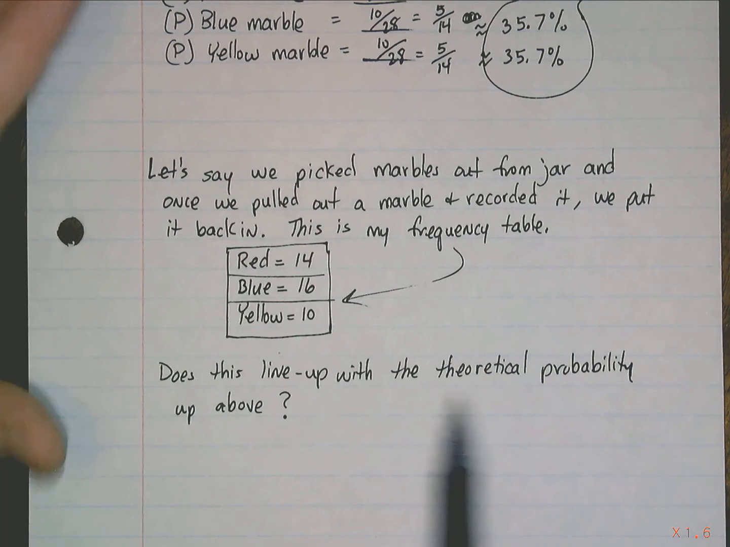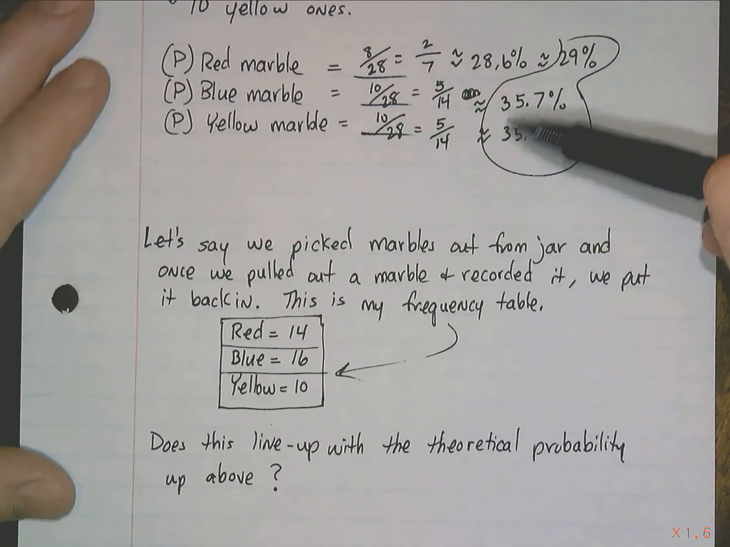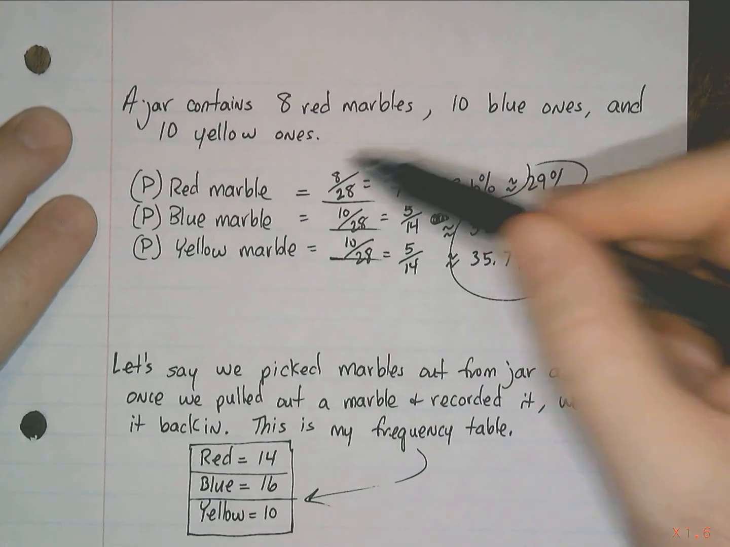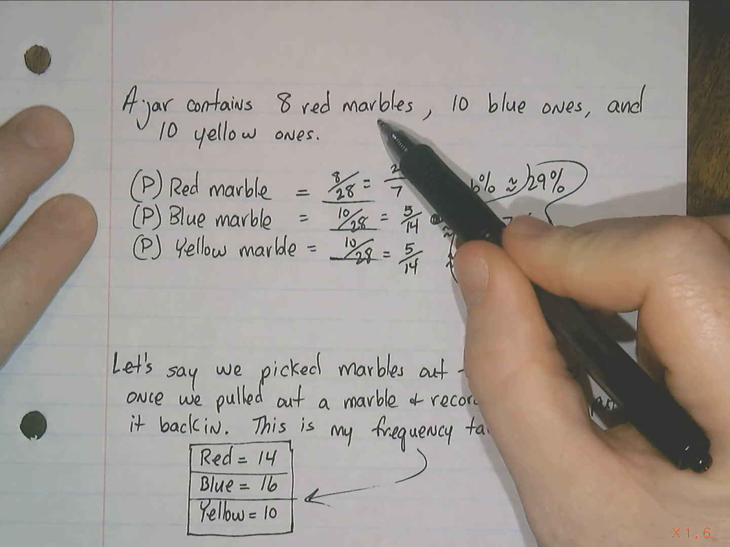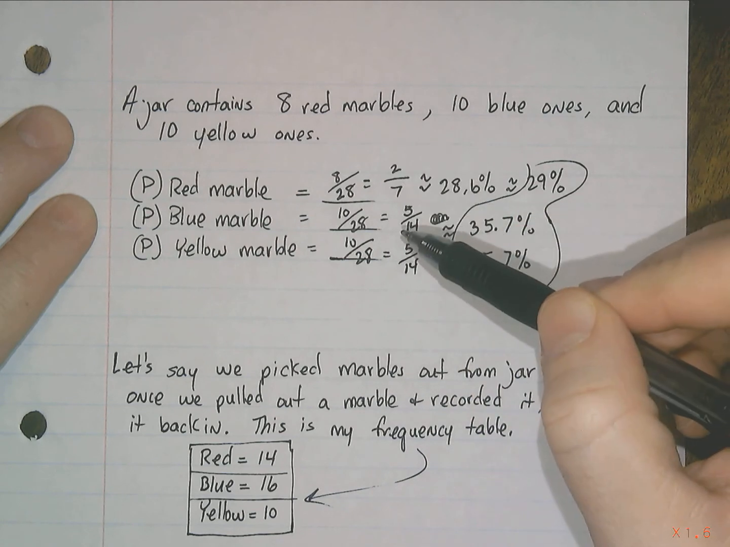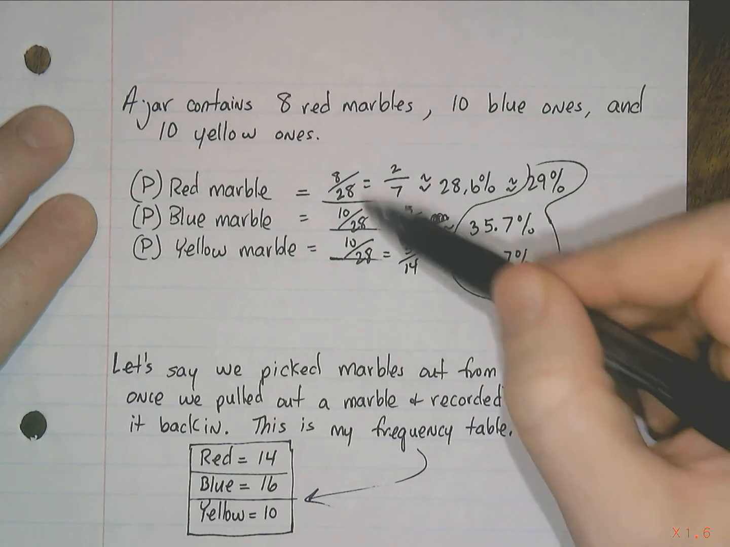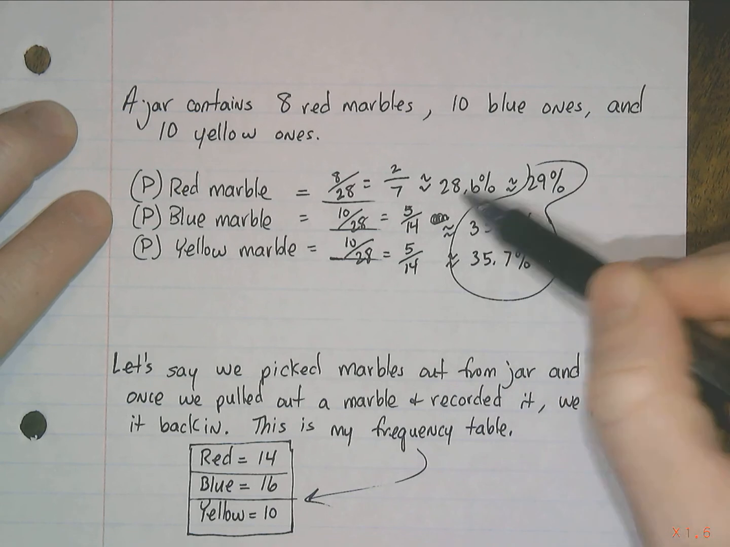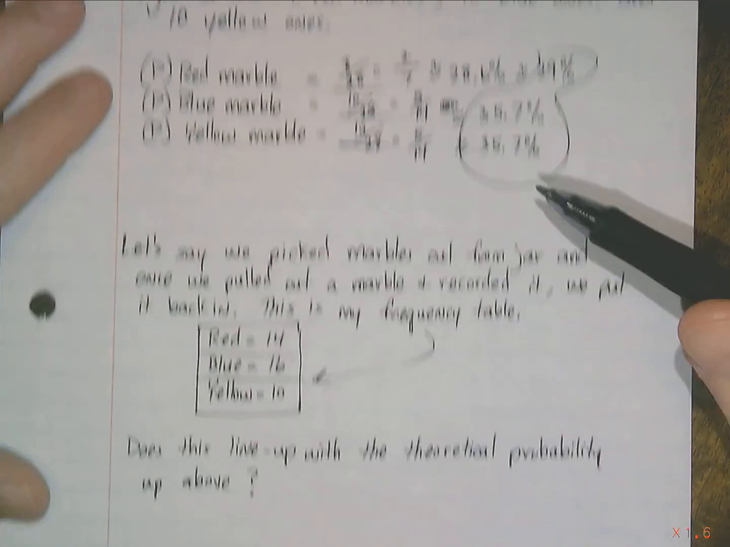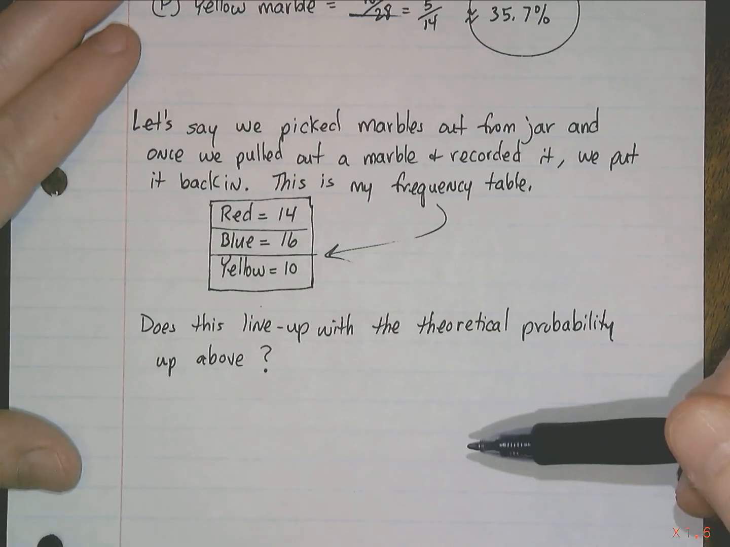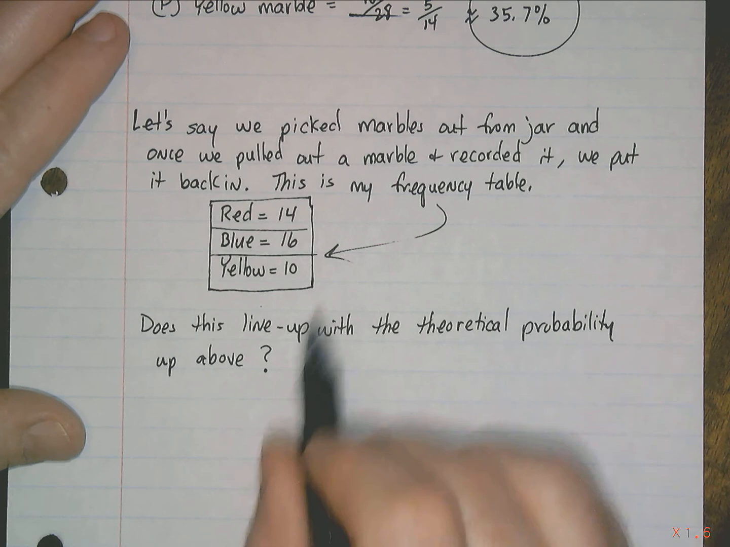Now the question is, how does this line up with me theoretically thinking about it? Just saying, hey, look, we got 8 red marbles, we got 28 total. What is the probability of me getting a red? Well, we said 29%, right? Well, let's see if this lines up with what we did in real life.